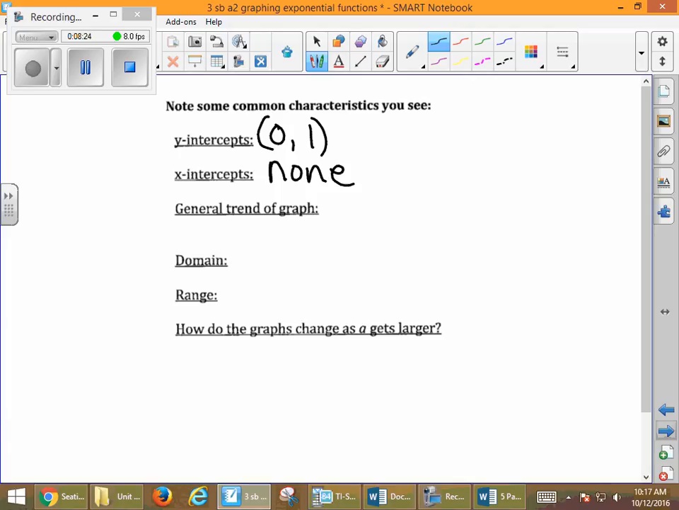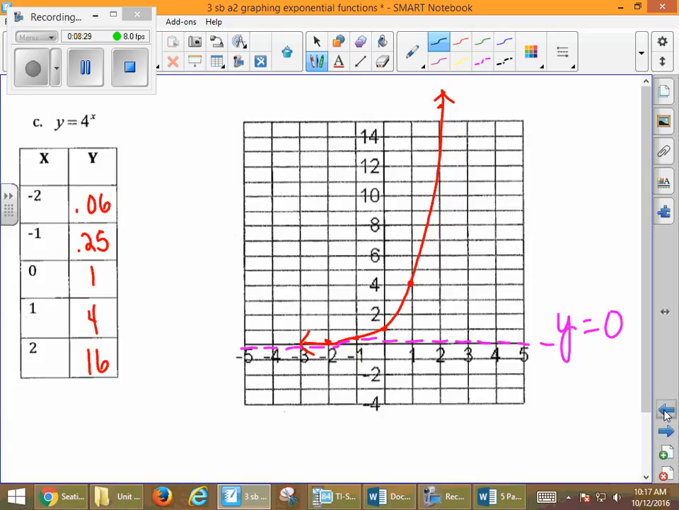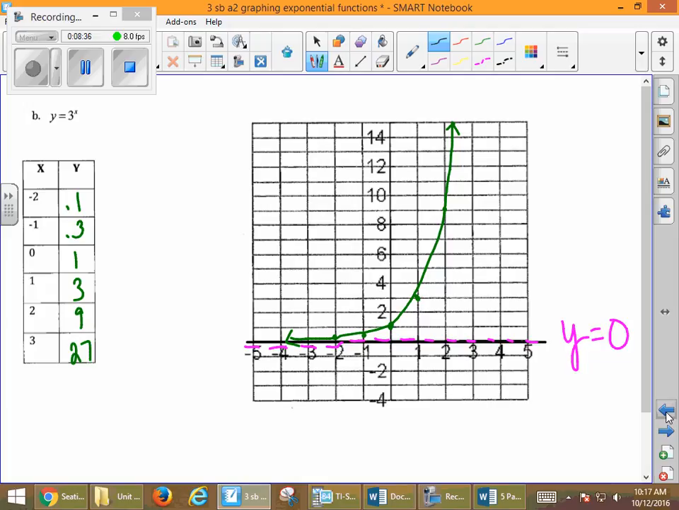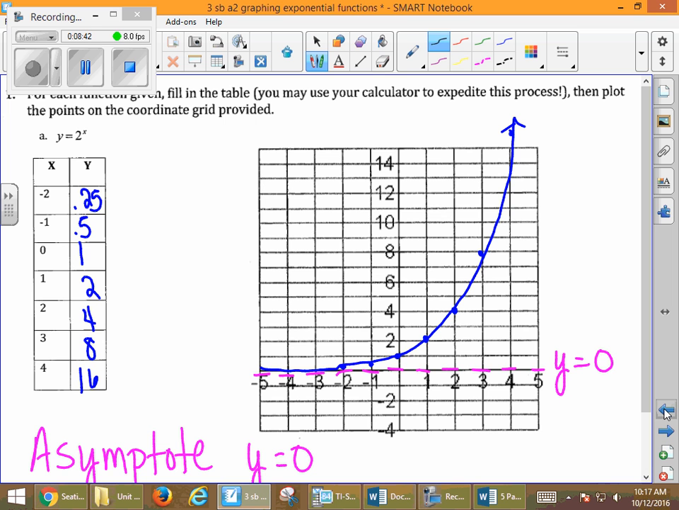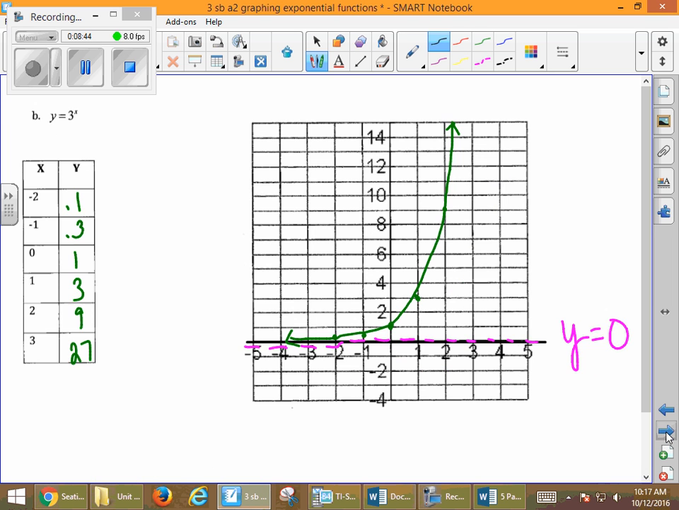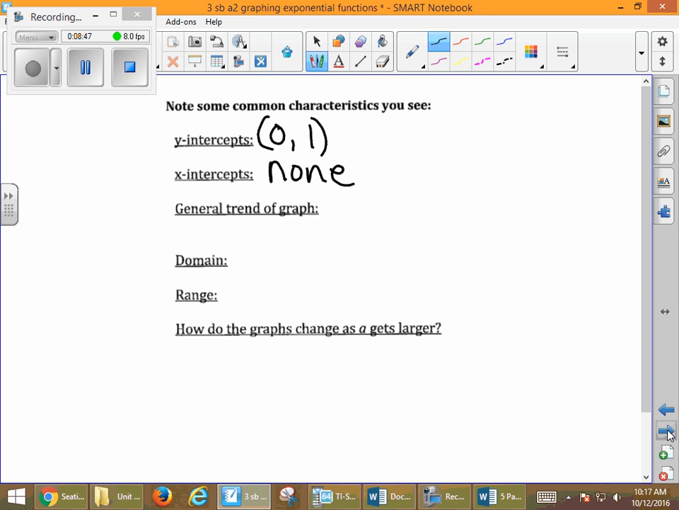If we look a little bit more closely at the trends of our graph, what we see is that we start small and we get bigger. We start small and we get bigger. We're starting at the left and we're going towards the right. We started small and we get bigger, which is an indication that all of our graphs here are increasing. That's the general trend of a graph.